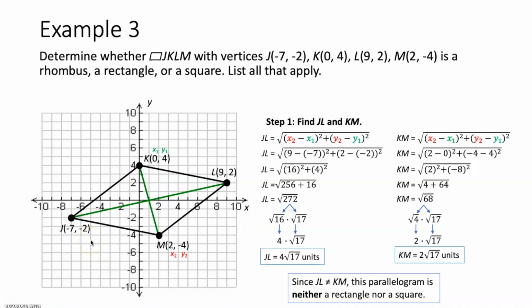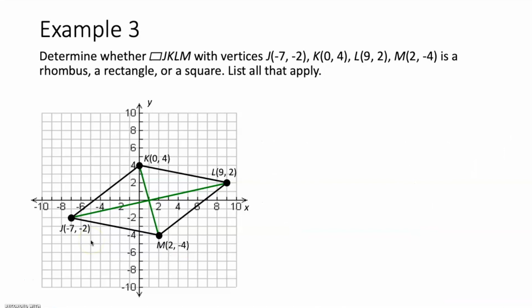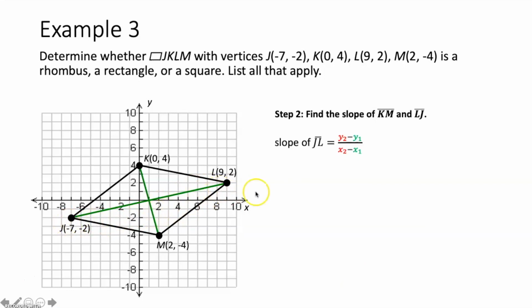So let's make sure that it's a rhombus. How do we make sure it's a rhombus? We need to check the slopes of the diagonals. Remember, that was step 2. So let's find the slopes of each diagonal. First, we're going to find the slope of segment JL here. To find the slope of segment JL, we use the slope formula.